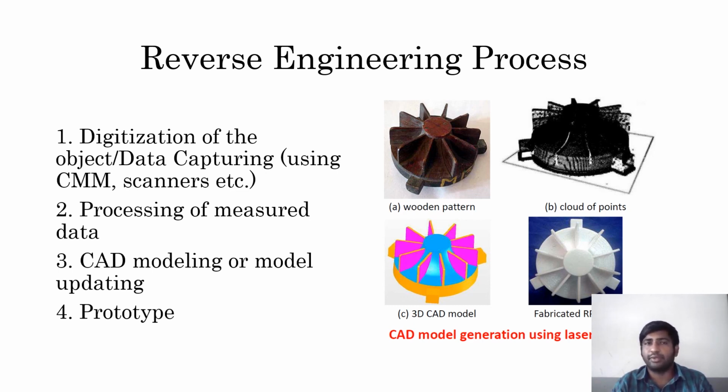This is the cloud points of that wooden pattern. After that, the cloud points will be transferred into a three-dimensional model. Next is processing of the measured data. This is the measured data, and it will be processed in three-dimensional modeling software. After that, it will be transferred into RP machines, or rapid prototyping machines, in order to create the fabricated part. So these are the four steps in the reverse engineering process.